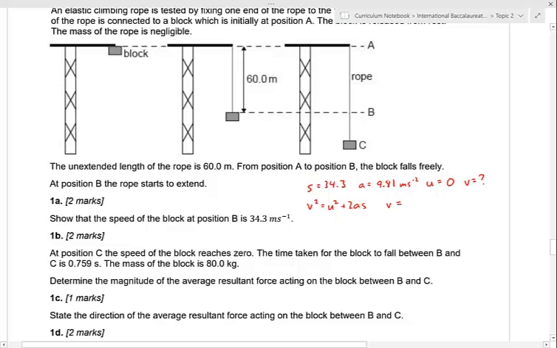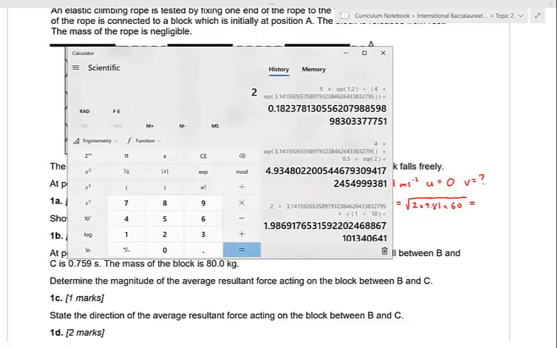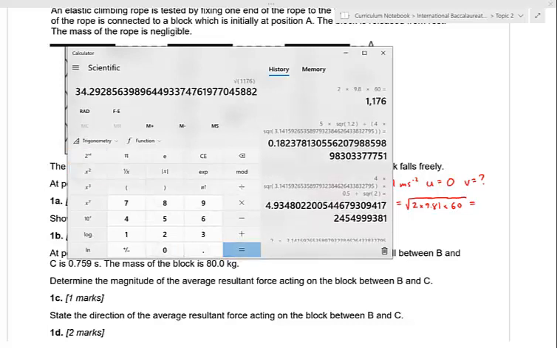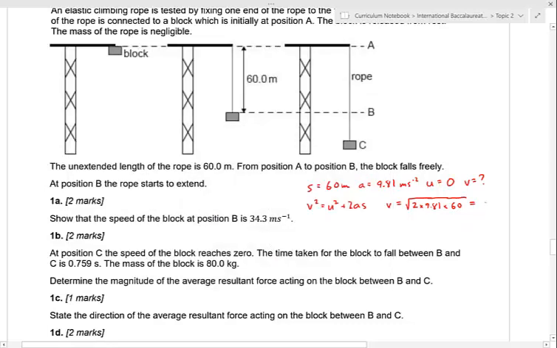So v is going to be equal to the square root of 2 times 9.81 times the distance that it's moved, which was 34.3. No, sorry, that's not s. s is 60. So 2 times 9.8 times 60, then we'll take the square root and we get 34.29. Okay.